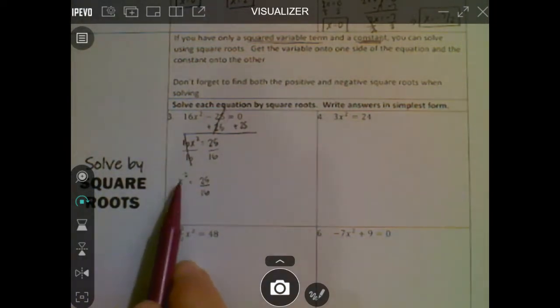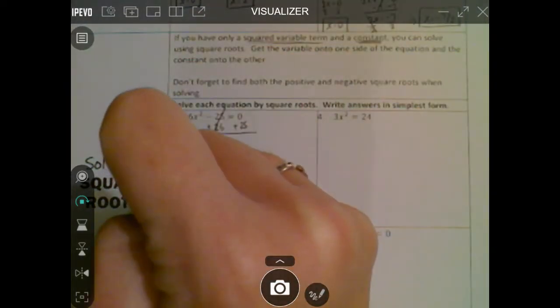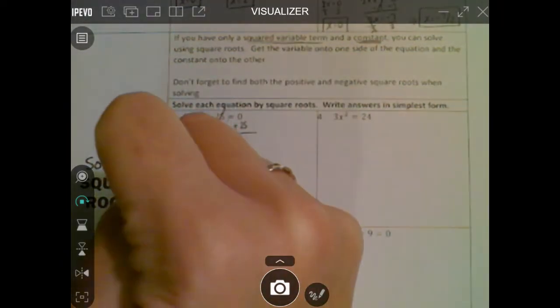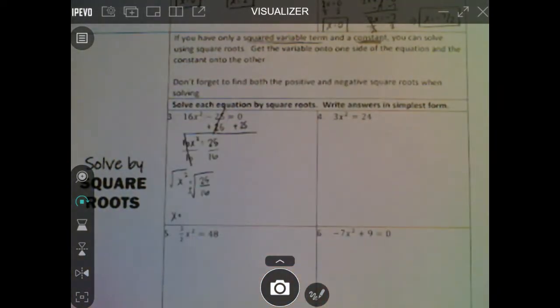So then to undo the power of 2, I want to go ahead and take the square root of each side. On this side, the square root and the power of 2 undo each other. But on this side, don't forget that when we do take a square root, we have to have a plus or minus to get both of our solutions.